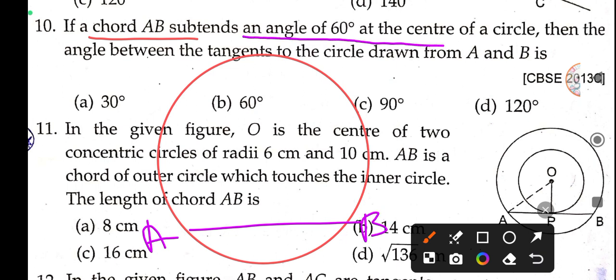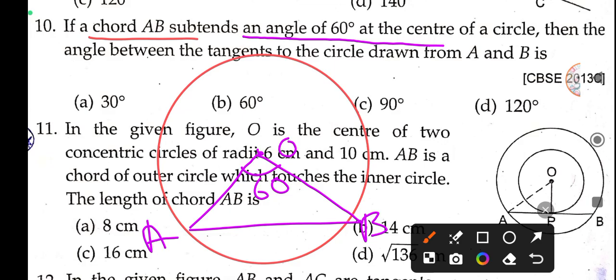Subtend a right angle at the center. Let's take any center and it subtends an angle of 60 degrees. This angle is 60 degrees. Then the angle between the tangents to the circle drawn from point A and B.